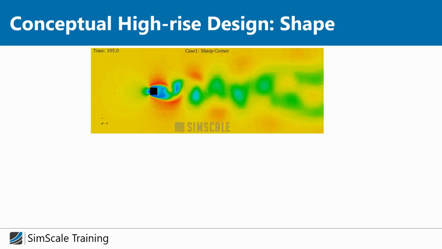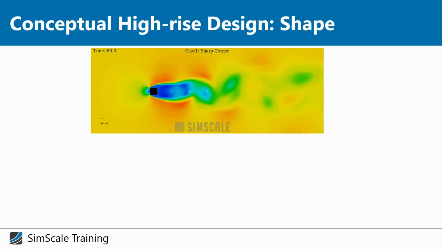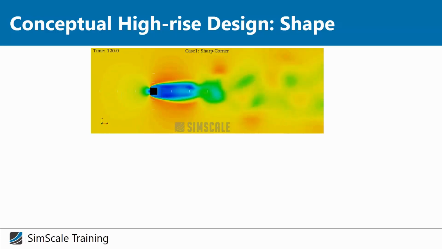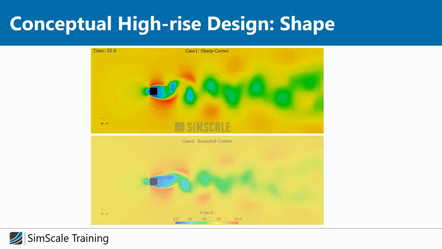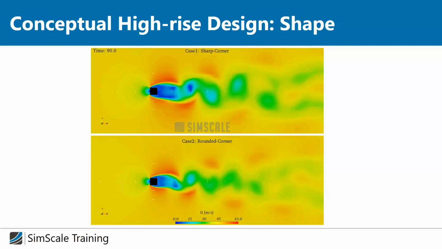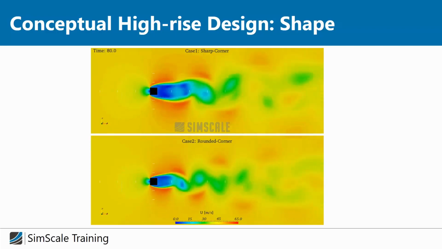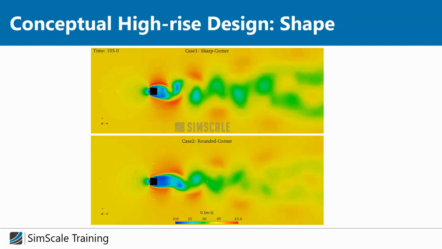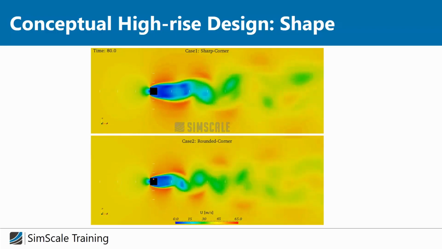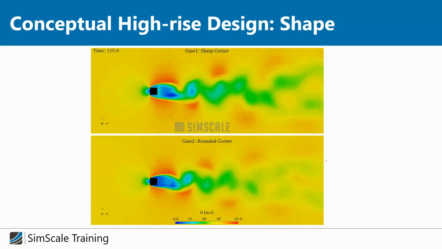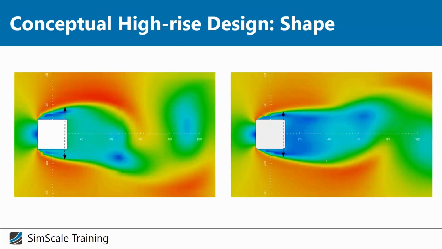And here you can see again the sharp corner case, and now we are representing the velocity, so you can see how the flow velocity is changing around this building. And now below you can also see the same simulation at the same time for round corners. And if you really take a look, you will see that for round corners, the amplitude of our vortex is much smaller. It's a much smaller vortex in general. And if we now, for example, take a look at the detail, it becomes obvious.